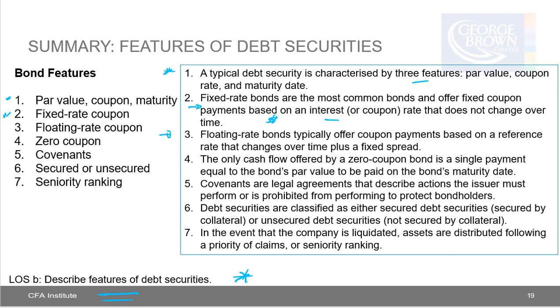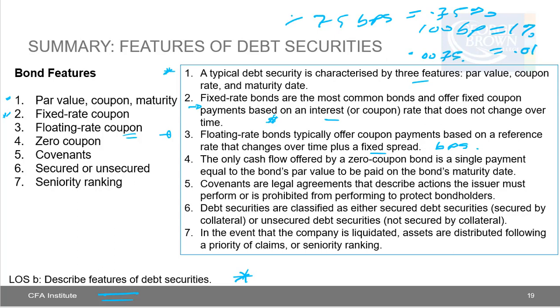Then we looked at floating rate coupons. Floating rate bonds typically offer coupon payments based on a reference rate, that's LIBOR, that changes over time, plus a fixed spread. It's important to understand that we learned something about basis points: 100 basis points equals 1%, which equals 0.01. Therefore 75 basis points would equal 0.75%, which would be 0.0075. That's just a little bit of terminology and nomenclature.